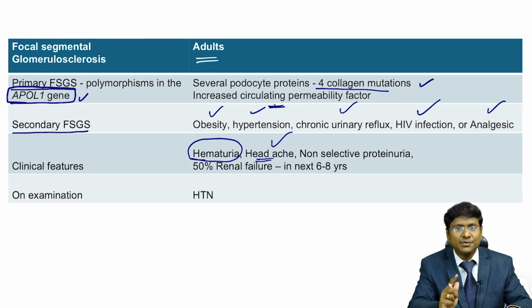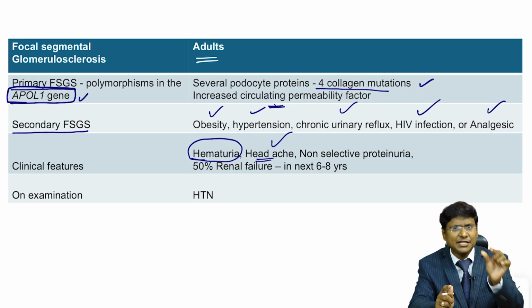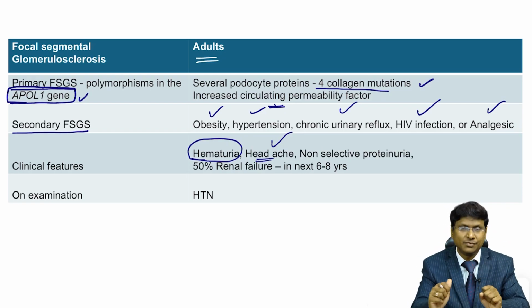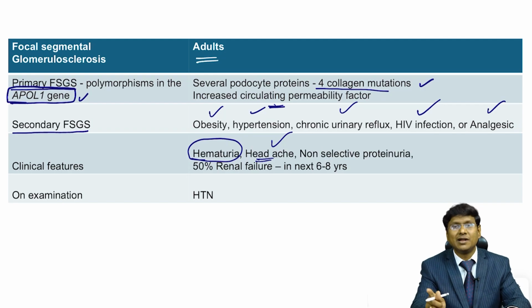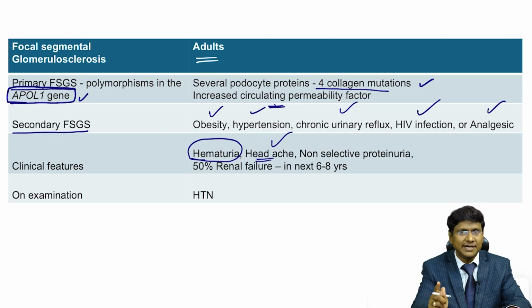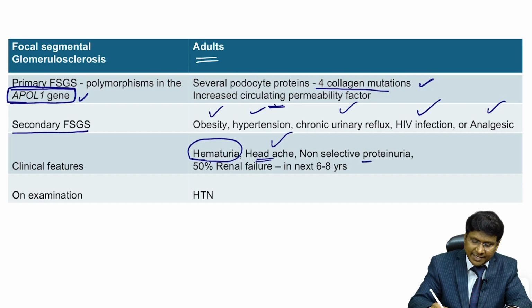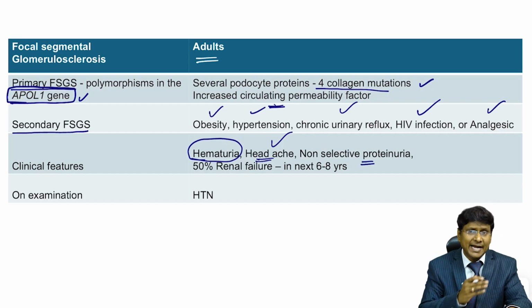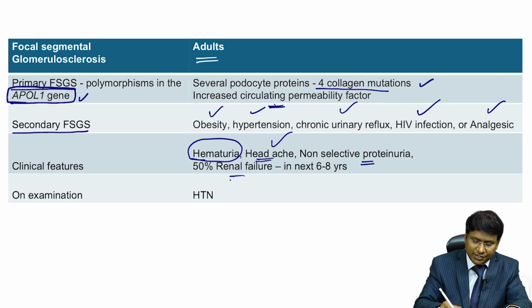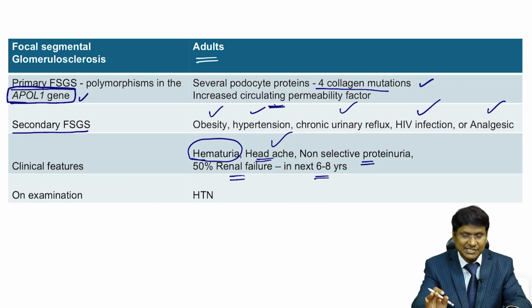The type of proteinuria you will have is non-selective proteinuria, whereas in minimal change disease it is selective proteinuria. In minimal change disease albumin is lost, whereas here, along with albumin, all other proteins are lost, that is globulin and all other proteins, and that we call non-selective proteinuria. And how is the course of the disease? In almost 50% of individuals, they go into renal failure in the next 6 to 8 years.